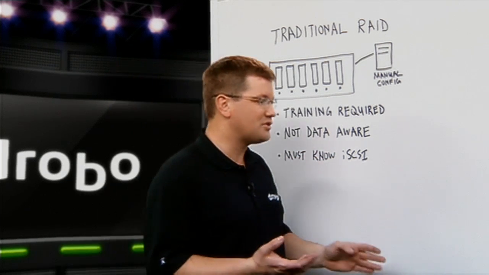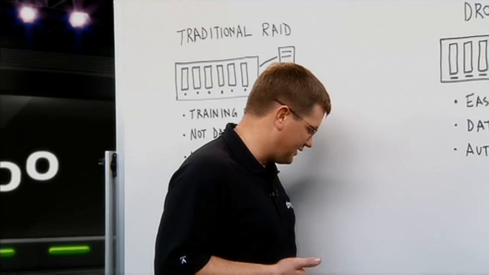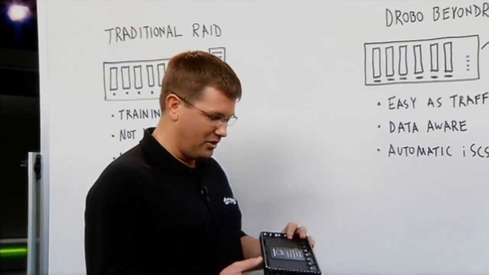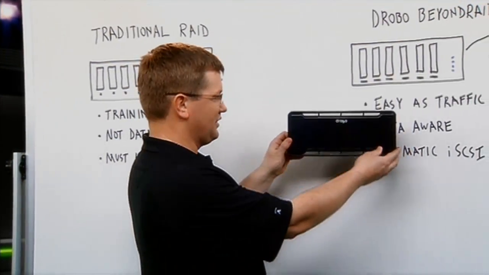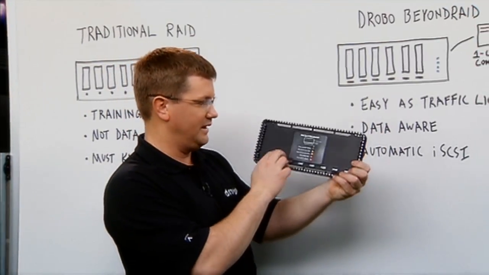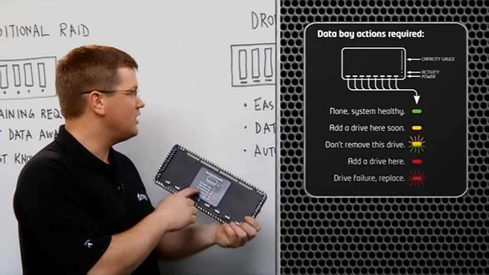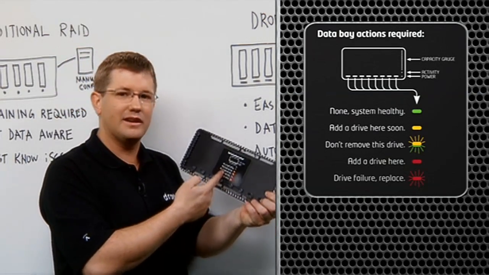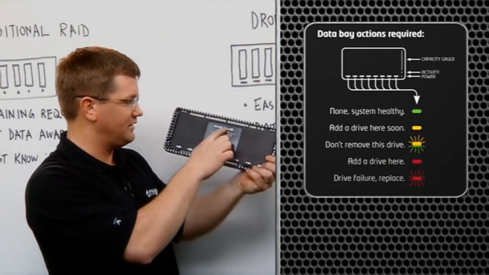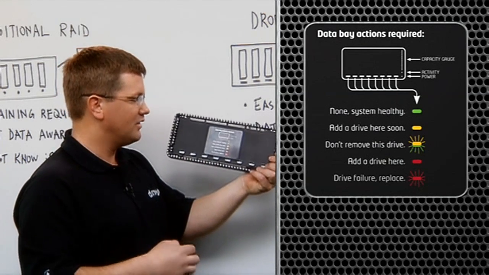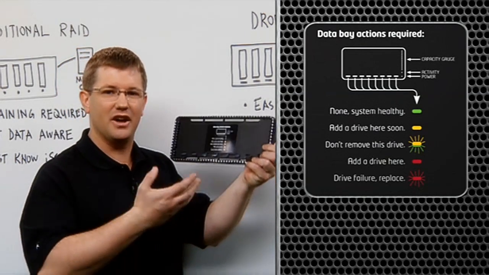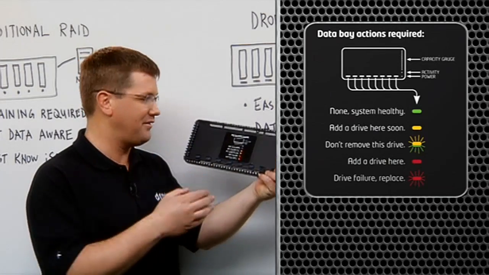With a Drobo storage array, it's a lot different. First off, our primary manual is this. This is the front of a Drobo. You take off the faceplate, and on the back of the faceplate is essentially our manual. And you manage a Drobo essentially by looking at the lights and mapping to what it says on the back of the faceplate. So it's really as easy to manage as understanding how to read a traffic light.